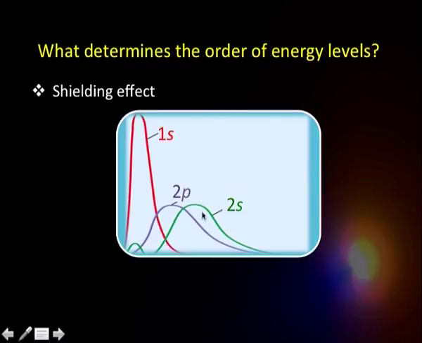That means the electron in this orbital will be slightly farther from the nucleus. But what you see from here is that any electron occupying a 2s orbital or a 2p orbital will have electrons occupying the 1s orbital over there.